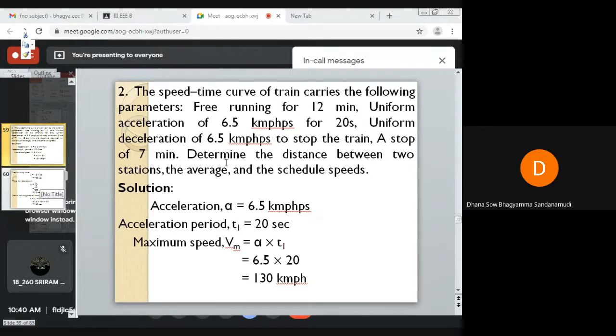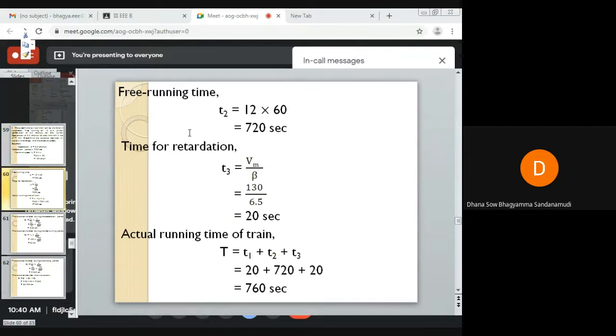So if D is the total distance traveled from one station to another, let us assume the distance traveled during acceleration is D1, the distance traveled during the running period is D2, and the distance traveled during the braking period is D3. In order to determine D1, D2, D3, we already have the acceleration period T1, that is 20 seconds. Let us also determine the running period and the retardation period. For the running time, let us assume it as T2.